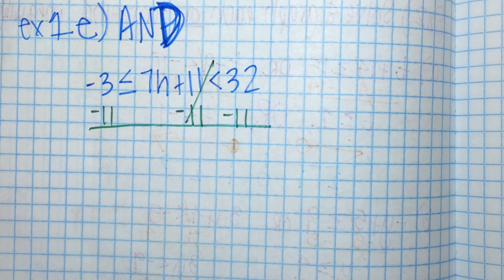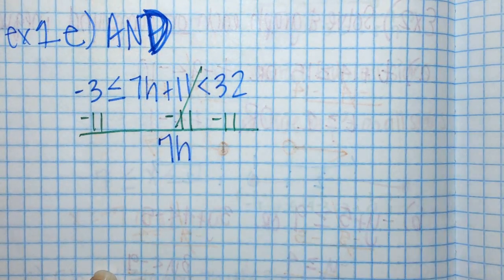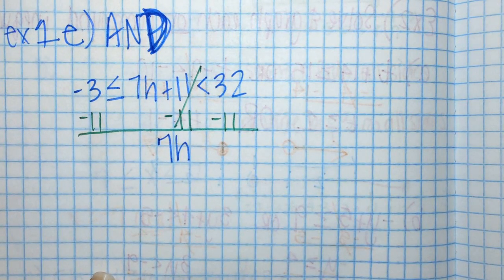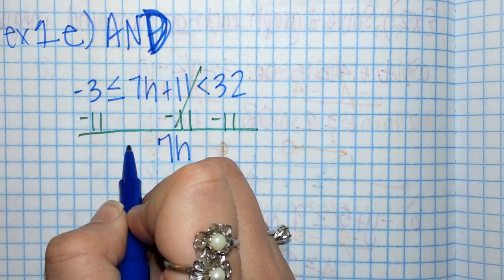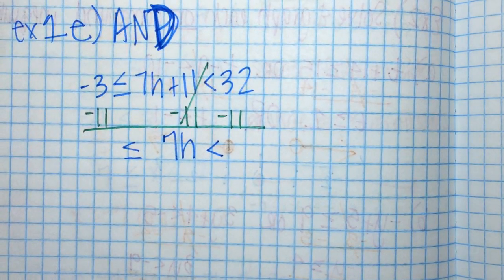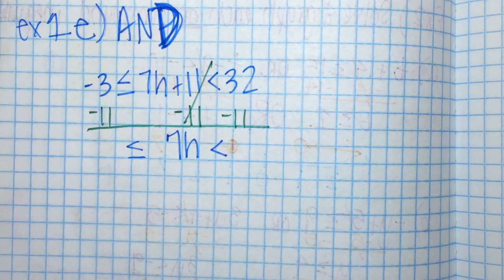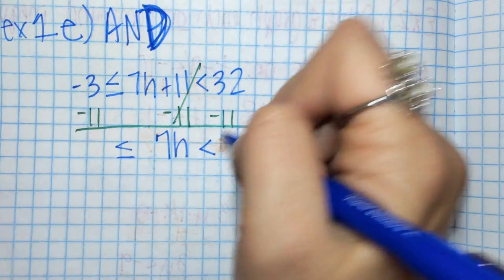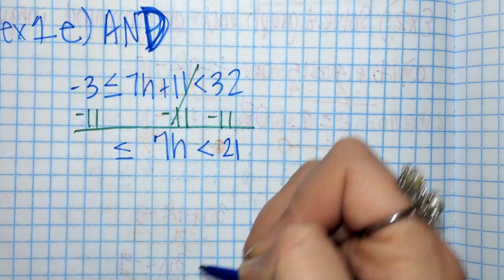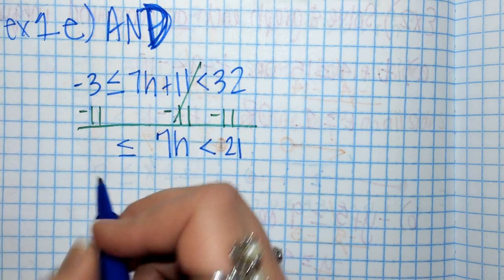Alright, now what happens to my 7h? You bring it down. What happens to my signs? I just bring them straight down. I don't flip them or anything, do I? Alright, what's 32 minus 11? 21. What's negative 3 minus 11?